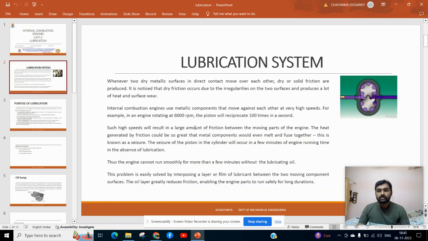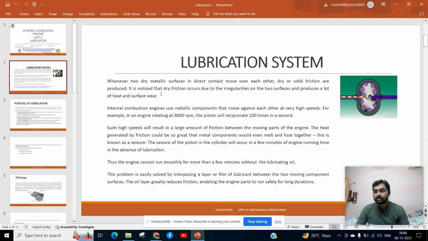So let us decide. If you can observe, this is a pumping system using two loops, where at one end the oil is pumped and supplied over to the other end. Whenever two dry metallic surfaces get in direct contact and move against each other, two types of friction may be seen. That is generally dry or solid friction, which is produced due to the geometry of the meshing of the two important links.